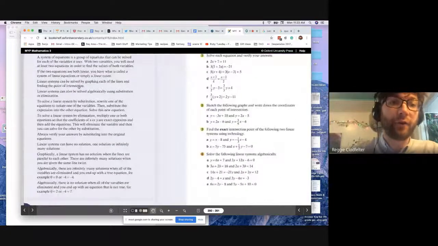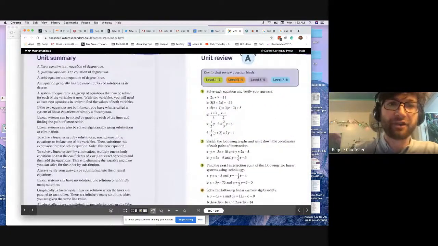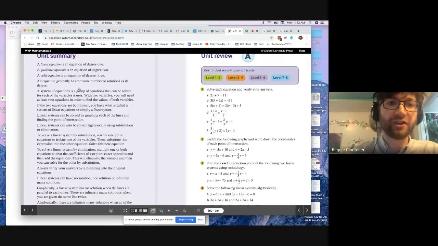A linear equation, this we just mentioned, is an equation of degree 1. A quadratic is an equation of degree 2, and a cubic is an equation of degree 3. An equation generally has the same number of solutions as its degree. That means there are that many points of intersection.